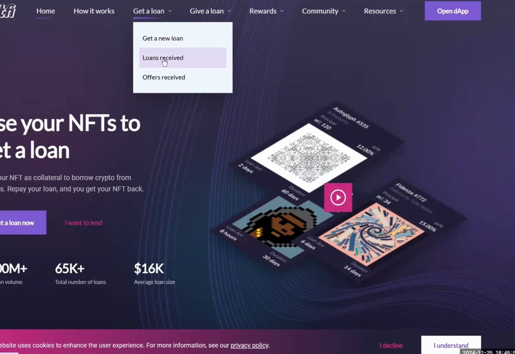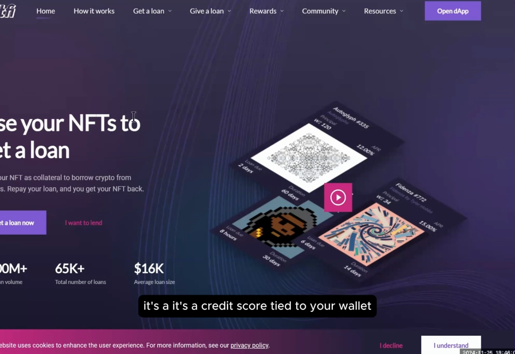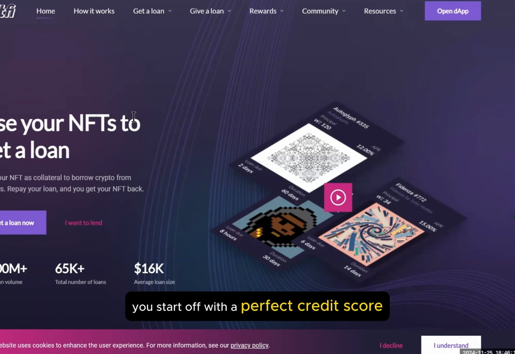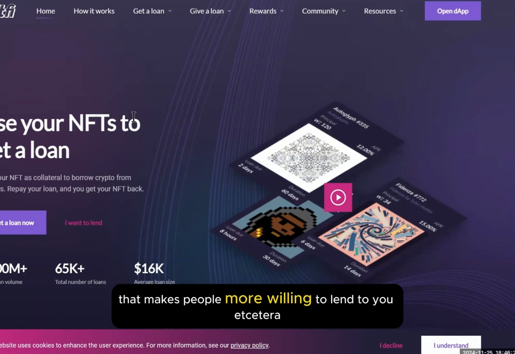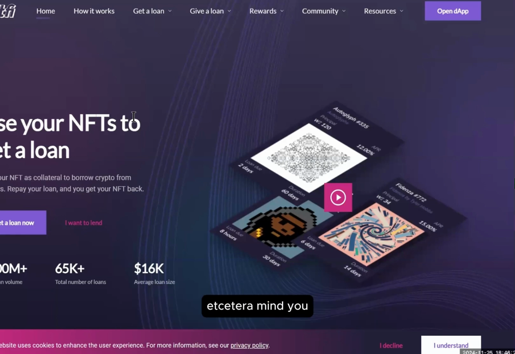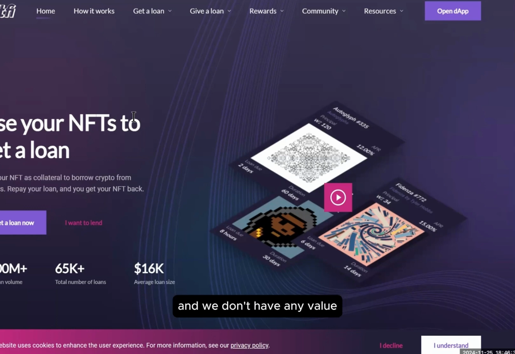Now, credit scores are already on the blockchain. They do exist. So this platform actually has a credit score tied to your wallet. You start off with a perfect credit score. Once you start defaulting on loans, that makes your credit score go down. The more that you pay loans off, like you take loans, you pay them off, that boosts your score, that makes you more reputable, that makes people more willing to lend to you, et cetera, et cetera. Mind you, we're talking about instant liquidity against digital assets that people say are imaginary and we can't do anything with and we don't have any value. Brings me to my other point.